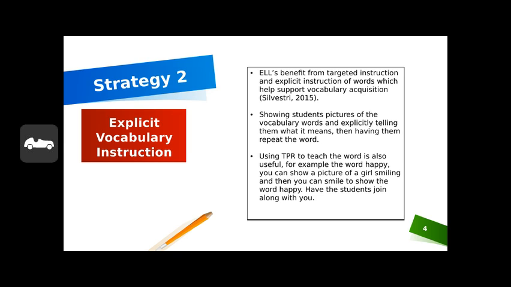Also, using TPR is a good strategy to teach vocabulary. If teaching a unit on weather, you can teach the word cold by shivering and rubbing your arms, or hot by fanning yourself.